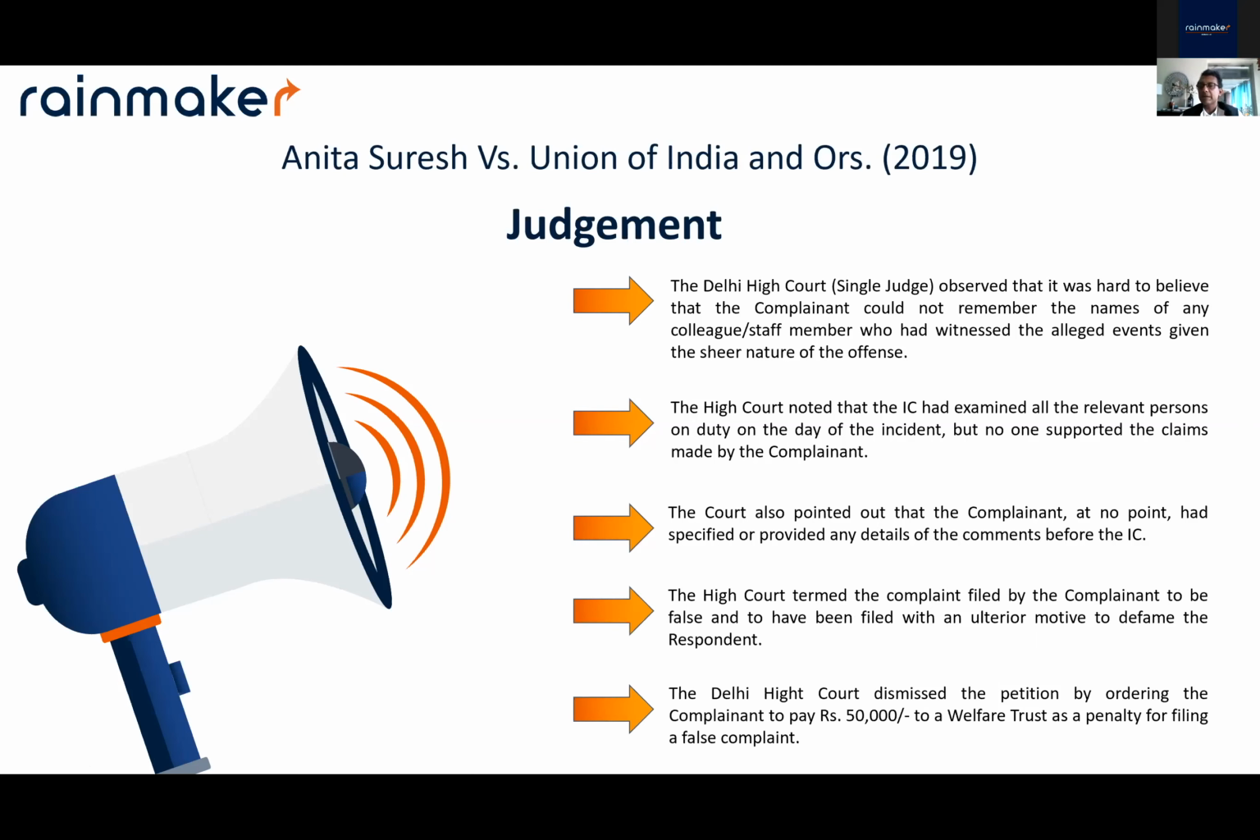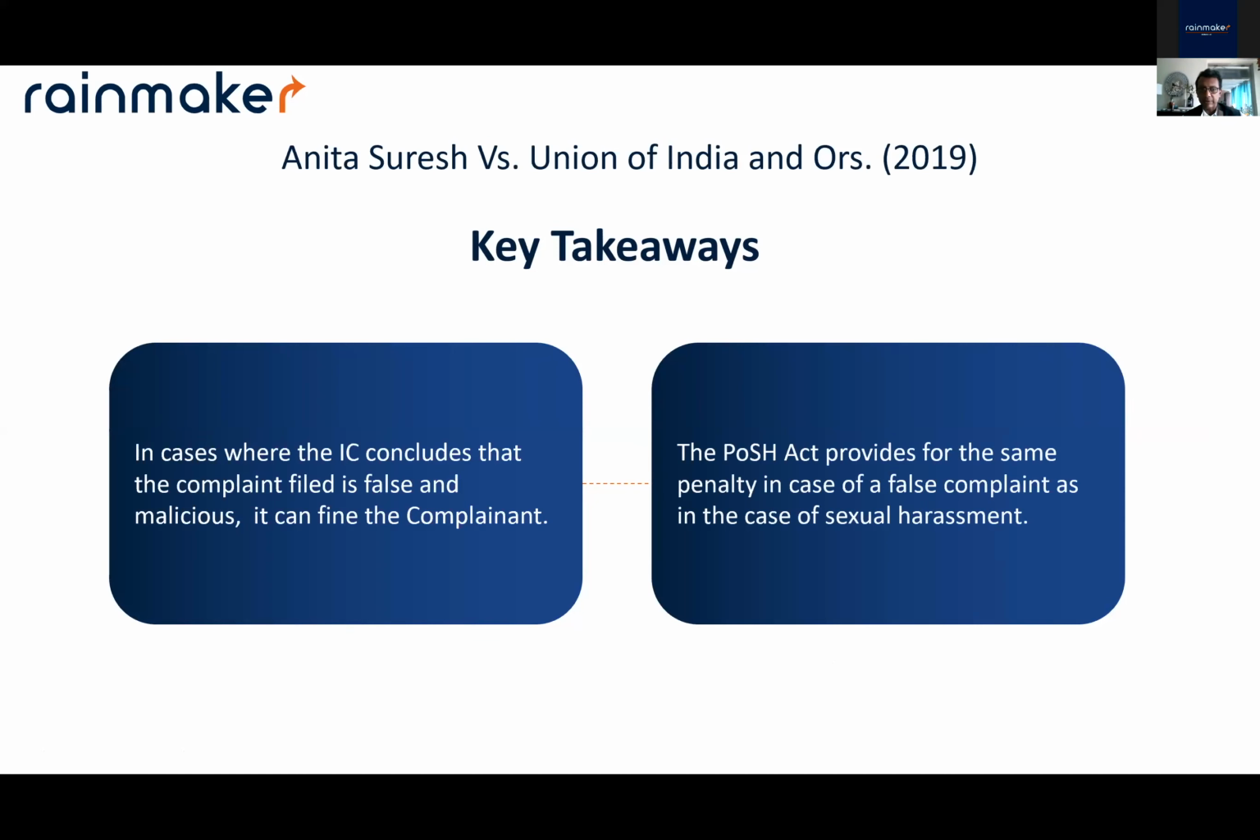And they dismissed the petition by ordering the complainant to pay 50,000 to a welfare trust as penalty for filing a false complaint. So if you all recollect, the POSH law 2013 actually says that the penal consequences of filing a false complaint are as severe as if one had been guilty of sexual harassment. What are the takeaways? In cases where the IC concludes that the complaint is false and malicious, it can penalize the complainant. So that is exactly as per the POSH law.